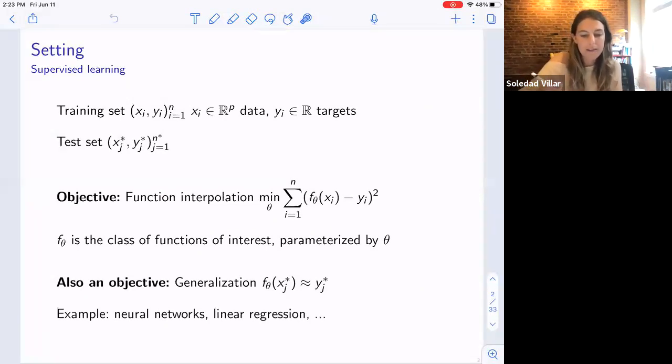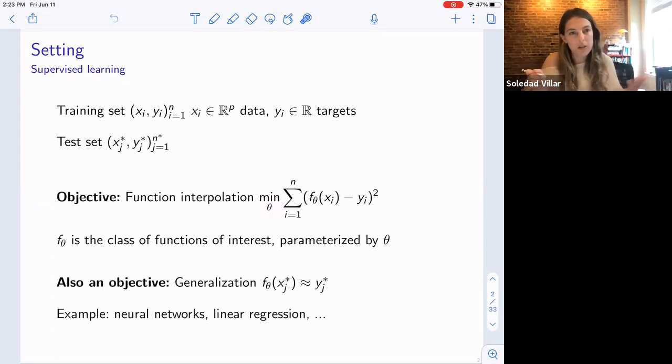Here we'll have some training set given by pairs X and Y. X are your data points and Y are your targets. And we're going to have also a test set that comes from the same distribution. So our objective is to do function interpolation, meaning that we want to find the function f theta so that it predicts the values of y from x. And say we parameterize the class of functions that we are optimizing on by this parameter theta.